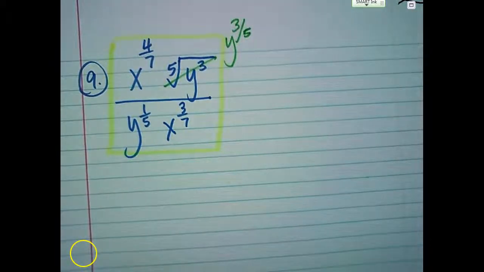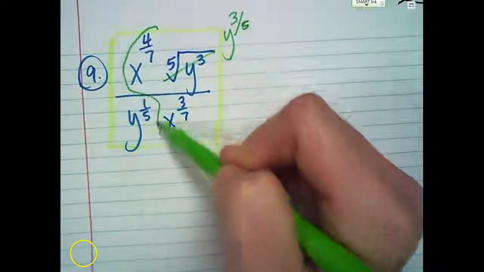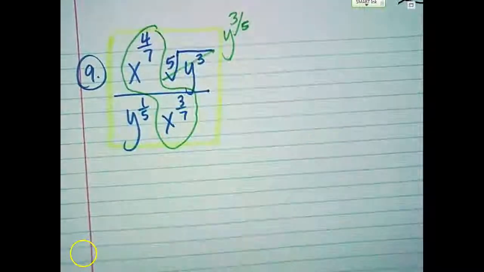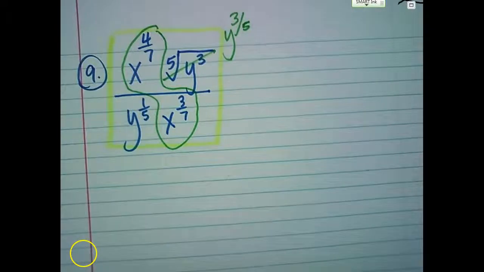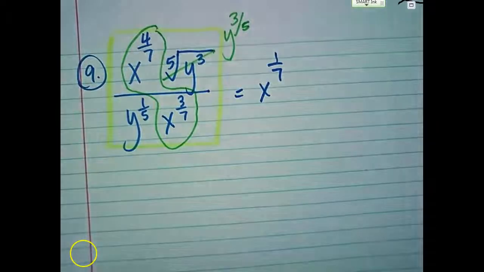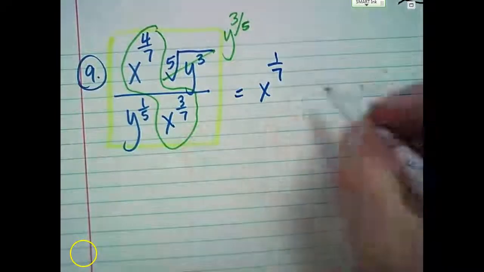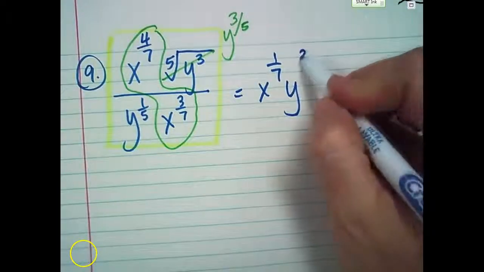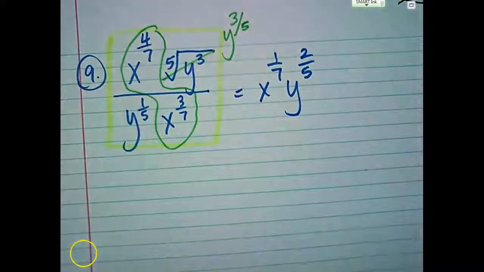Now let's see. We have to subtract. So 4/7 and 3/7 make 1/7. 3/5 and 1/5 make 2/5. The direction was to put it in radical form, will they fit under the same radical? No, they won't. They will not fit, so get a common denominator.